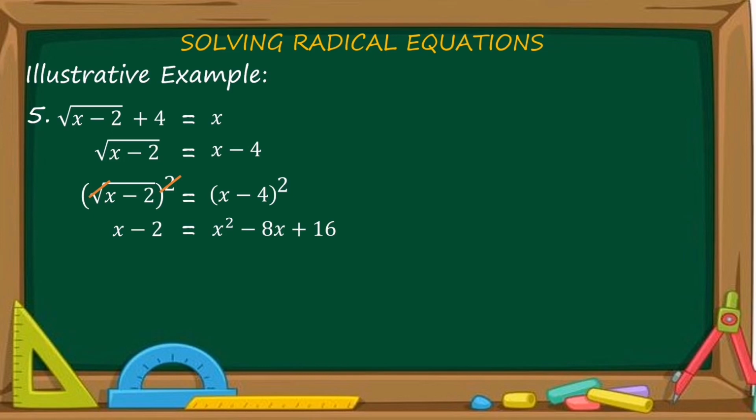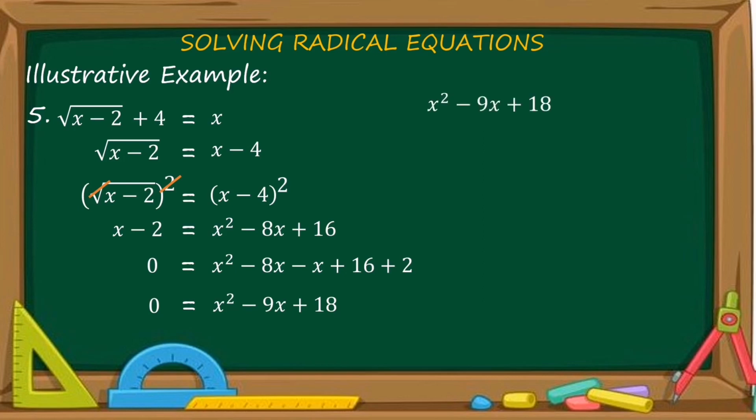By addition property, it will now become 0 is equal to x squared minus 8x minus x plus 16 plus 2. Combining like terms, it will now become 0 is equal to x squared minus 9x plus 18 because negative 8x minus x is equal to negative 9x. 16 plus 2 is equal to 18. This is the same as x squared minus 9x plus 18 is equal to 0.